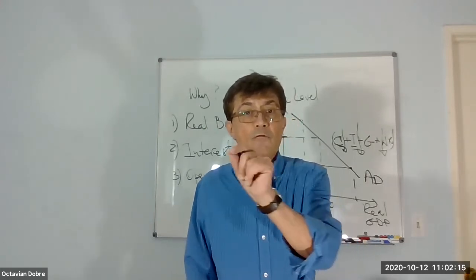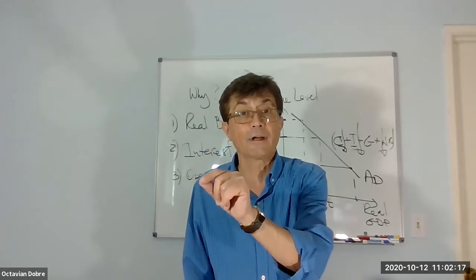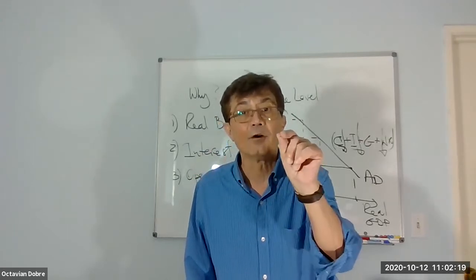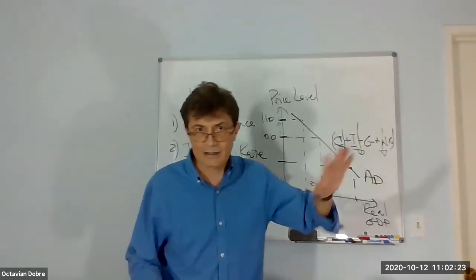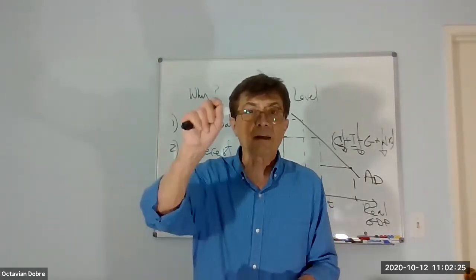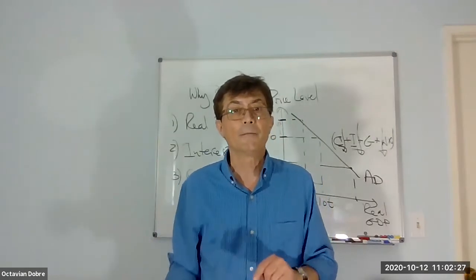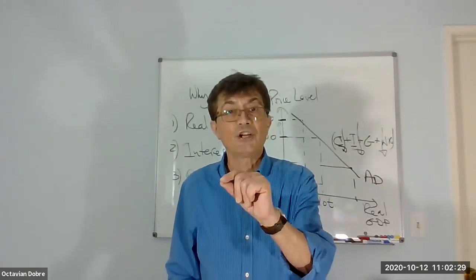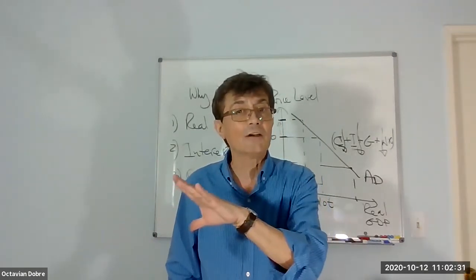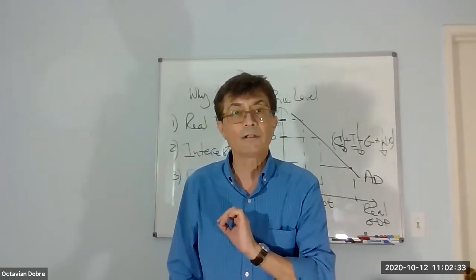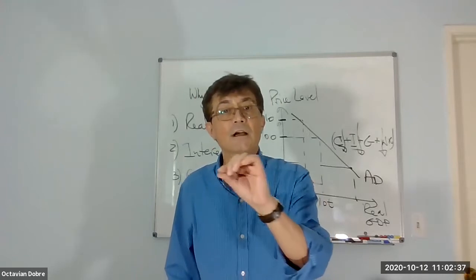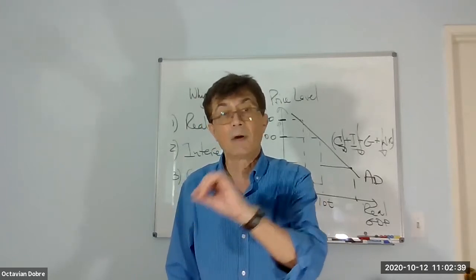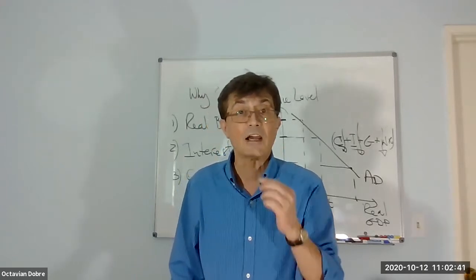We move from one point on the aggregate demand to another point on the aggregate demand. Just like here in the previous graph where I had a simple demand curve for a single good. When the price of that good changed, the demand did not change. You just moved from one point on the demand curve to another point on the demand curve. If the price changes, quantity demanded changes, but the demand itself does not change.